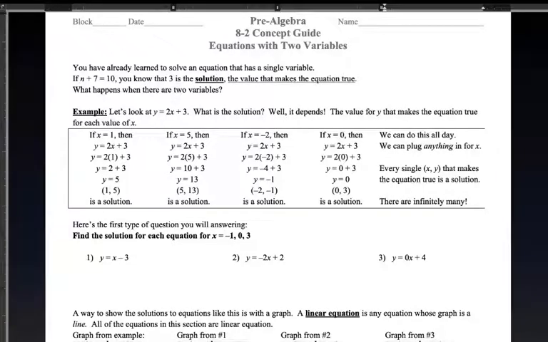All right, hello there. It's time to go to the next level. We're going to start getting into some serious algebra here, actually.